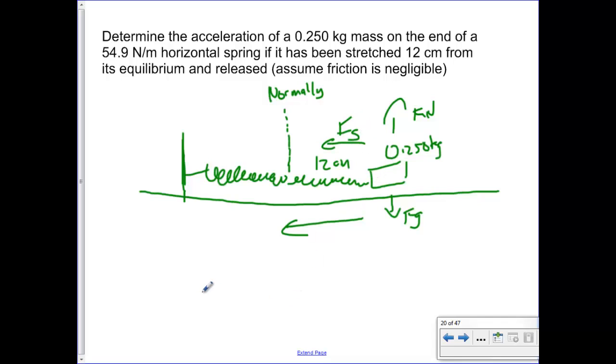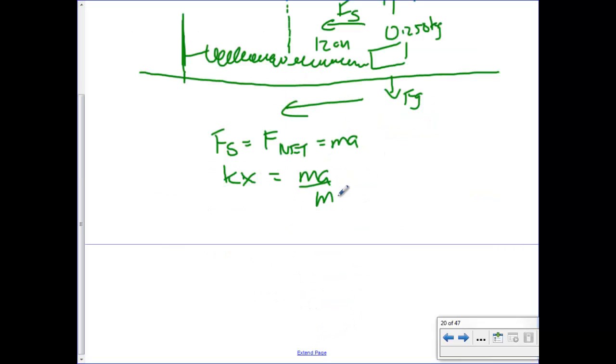Pull it back this way. So what that means in this example is your restoring force is equal to your Fnet. So then your Kx is equal to your ma. So to get a by itself, divide by mass.